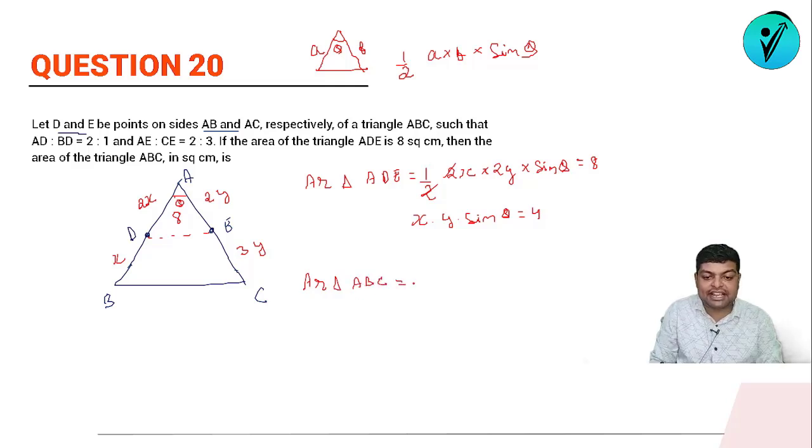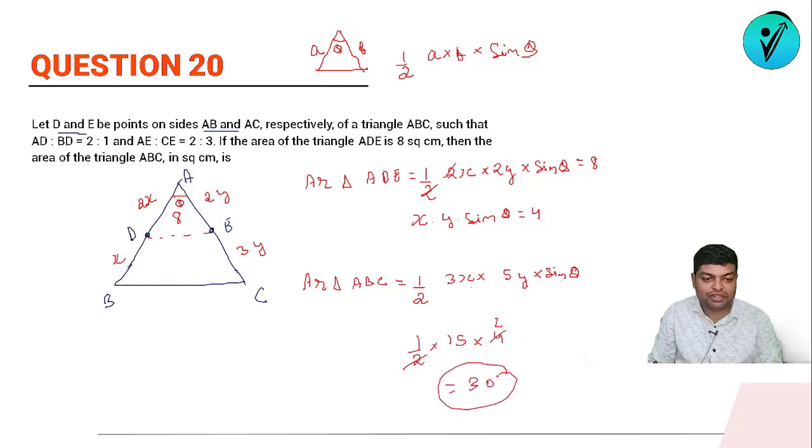So to get the area of triangle ABC, can we say that the area of triangle ABC will be half of the complete lengths? This is 2x and this is x, so it will be 3x into 5y into sine theta. Half of 5 into 3 will be 15, so 15 into x into y into sine theta. The value of x y sine theta is 4, place it here. So it will be 30 square units.